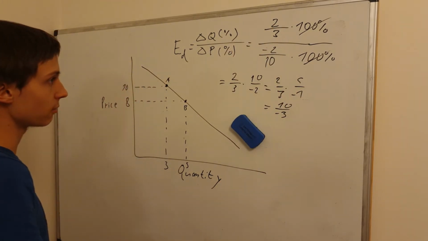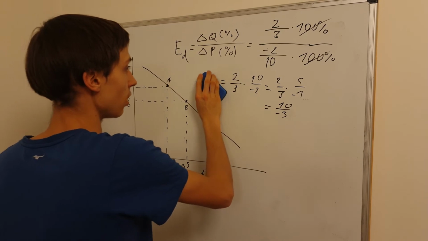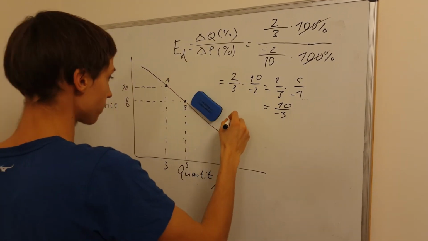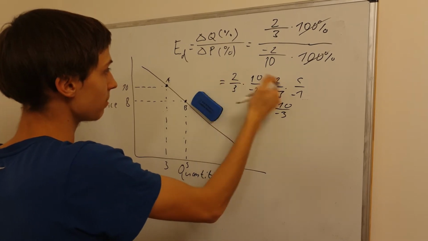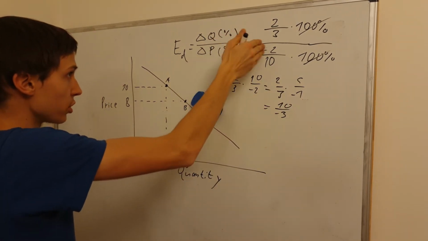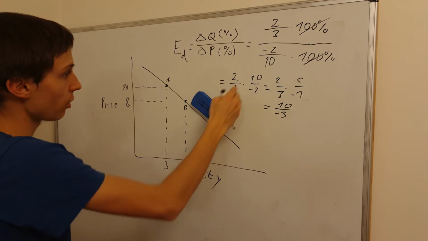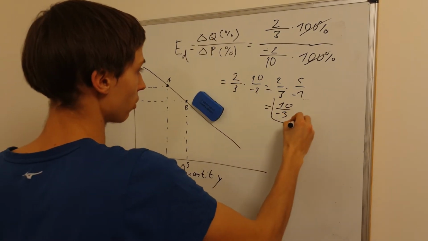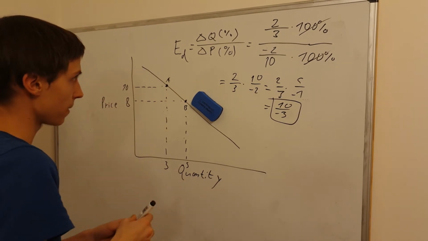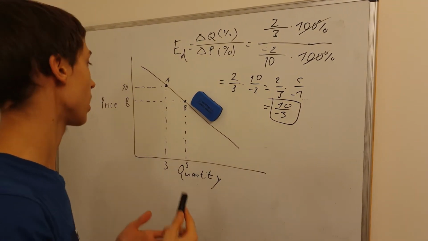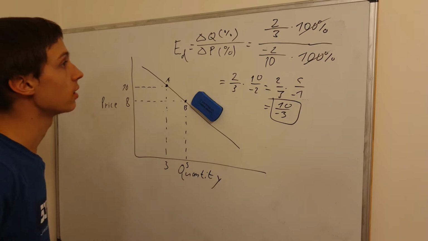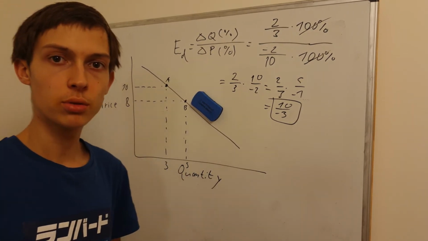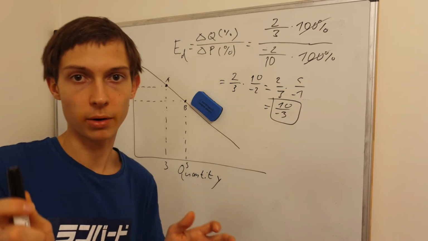Now, of course, this is mathematically rigorous: the change was indeed minus 2, it was not 2. So therefore we got the minus all the way to the end. But you can either ignore it or keep that in mind. So we calculated the price elasticity of demand from A to B. Now we should maybe move to the theoretical part a little bit.